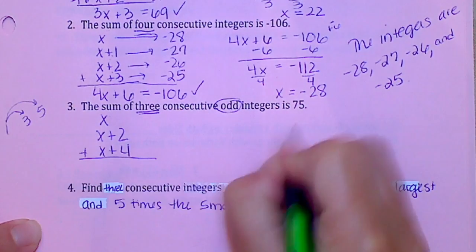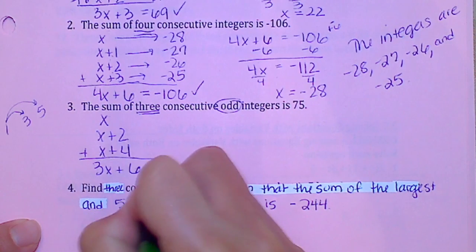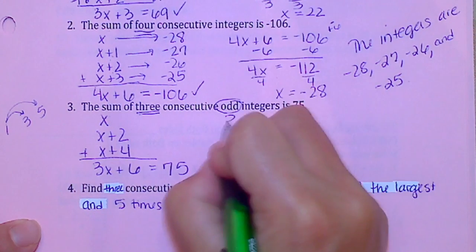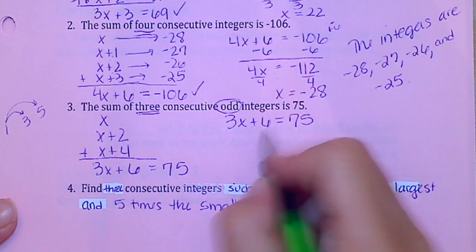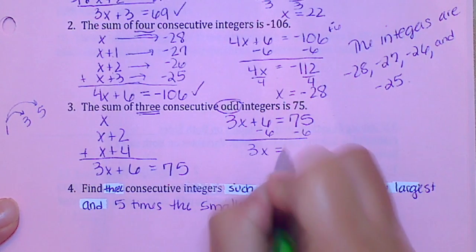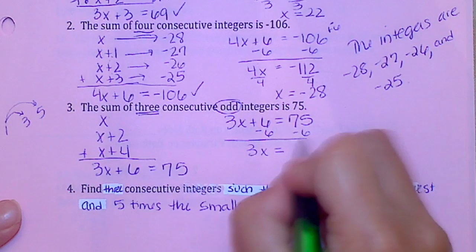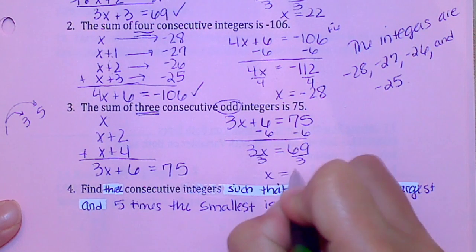The sum in this case is 75, so x plus x plus x is 3x plus 6 equals 75. We want to solve, so we want to undo addition and subtraction. Subtract 6 from both sides. 75 minus 6 is 69, and we divide by 3. We get x equals 23.